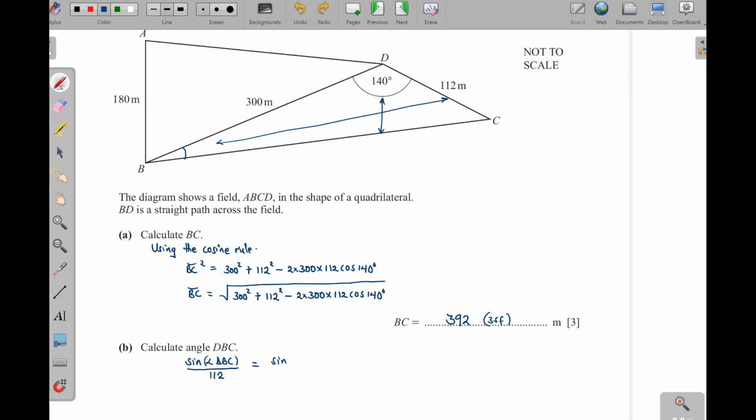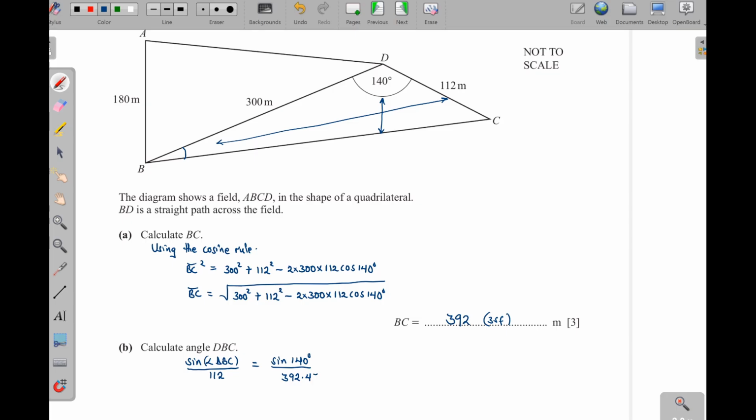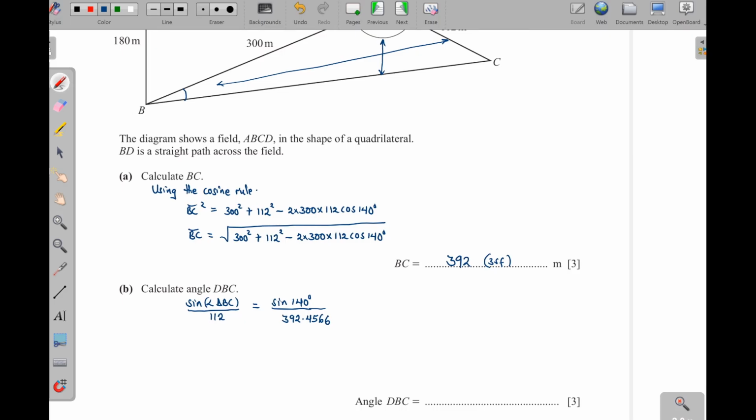So the angle is 140, then divide by now the BC, which we have gotten here as 392. So I can take that 392, or I can add on the points. Okay, now to avoid, let's say, errors, maybe to get the accurate answer, since this one is a rounded one, okay, let me add like 4 decimal places. Okay, so when I come back here to check, there is 0.4566. 0.4566. See that?